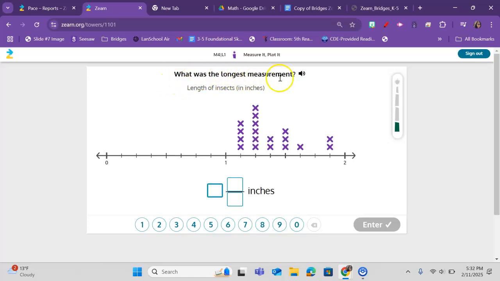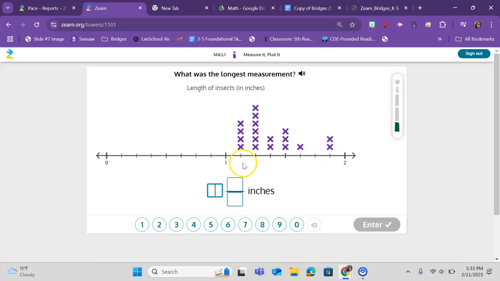What was the longest measurement? The length of the insects in inches. So I've got, starts at 0, 1 inch, and then 2 inches. They broke this up by, I think, eighths, and let's check that out. So I've got 0, 1, 2, 3, 4, 5, 6, 7, 8, and then 1, 2, 3, 4, 5, 6, 7, 8. So they did have it by 8. So my denominator will be an 8.